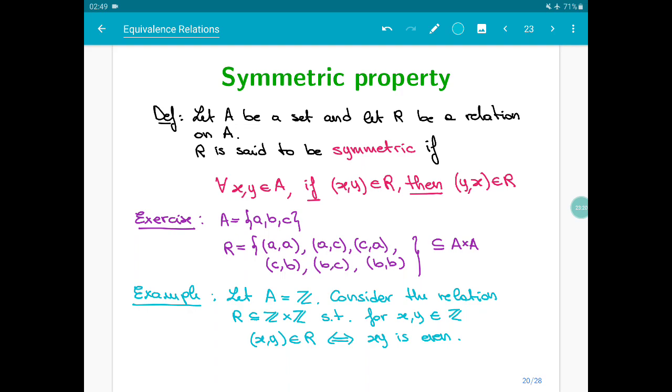Well, the answer is yes, because here, notice that if (x,y) is in R, which means that xy is even, but by commutativity of the product for integers, this is also equal to yx. And so if the first one is even, also the second one is even. And so this implies, by definition, that (y,x) is in R, they are in relation. And so, in conclusion, R is symmetric.